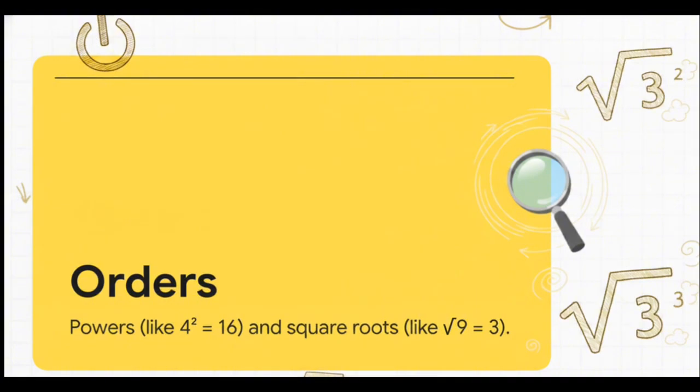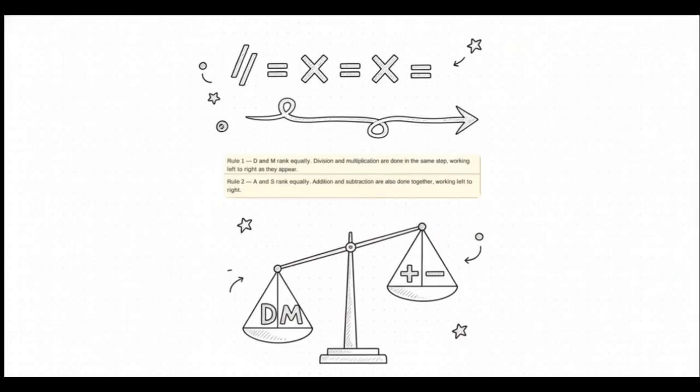Now, let's pause and quickly clarify the O in BODMAS, because honestly, it's probably the least intuitive letter of the whole bunch. Orders simply refers to anything involving powers, like, say, 4 squared equaling 16, and square roots, like the square root of 9 equaling 3. So whenever you see those little floating numbers or those root symbols, just remember they are second in line right after your brackets.